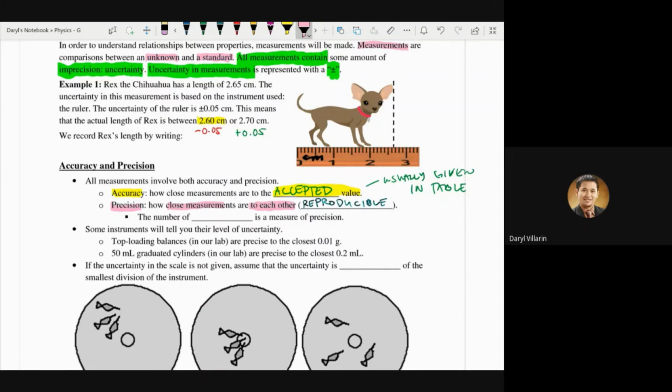Let's say, for example, using example number one here, the ruler. When you use the ruler, you get the same value of 2.65. So you would say that your measurement is precise. It gives you the same value over and over again. And usually the number of significant figures is a measure of precision.